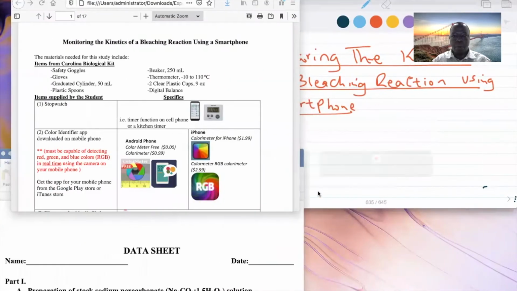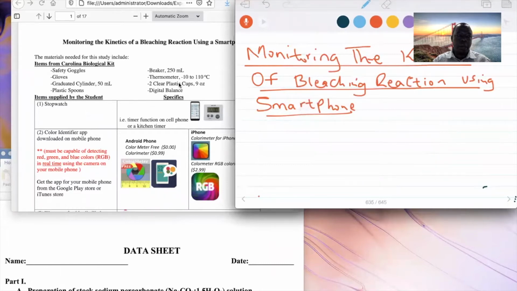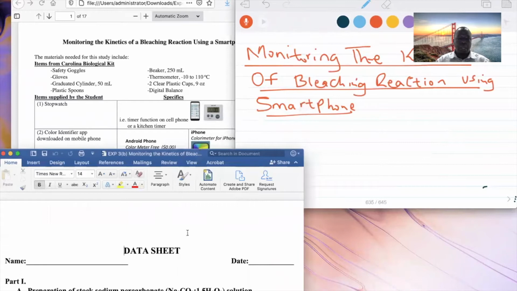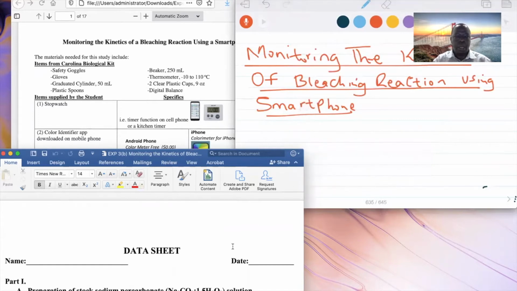I will be toggling between the whiteboard, the handout, and the data sheet. The whiteboard is where I'll be writing the equation. Nevertheless, I recommend that you download the handout. You'll be referring to specific steps in the procedure in order to get the information you need to do a particular calculation.